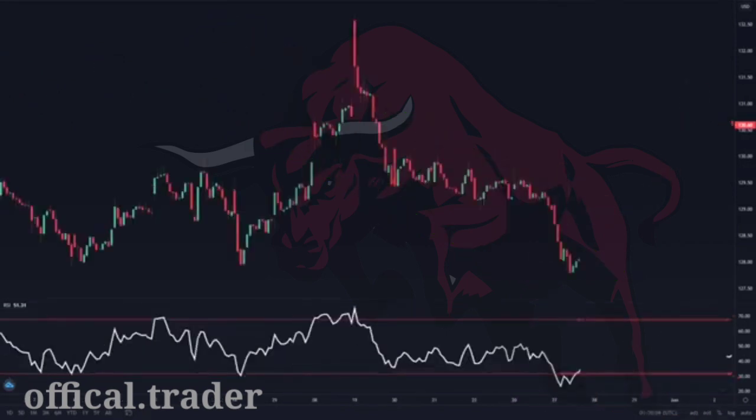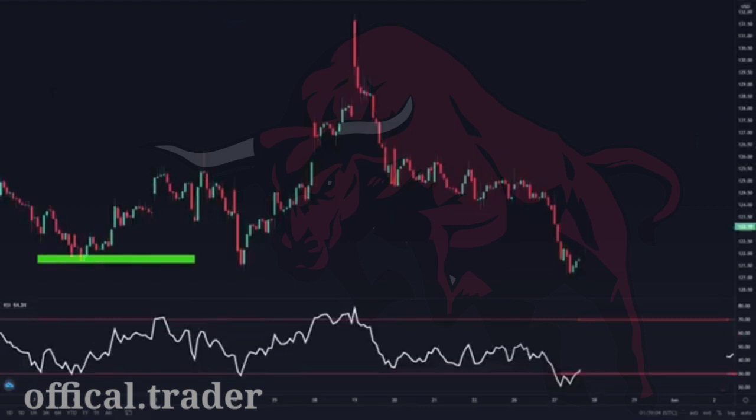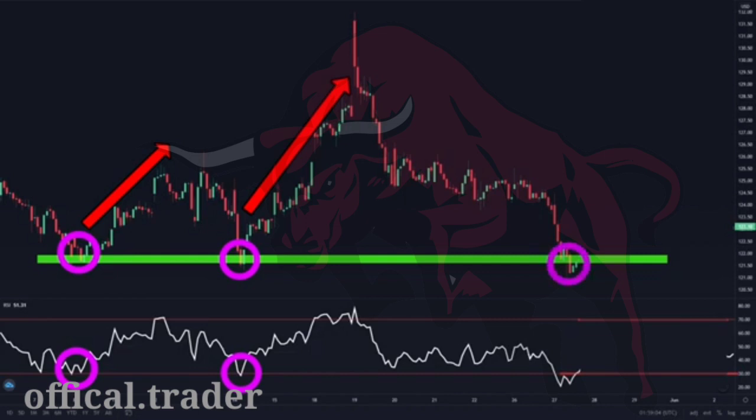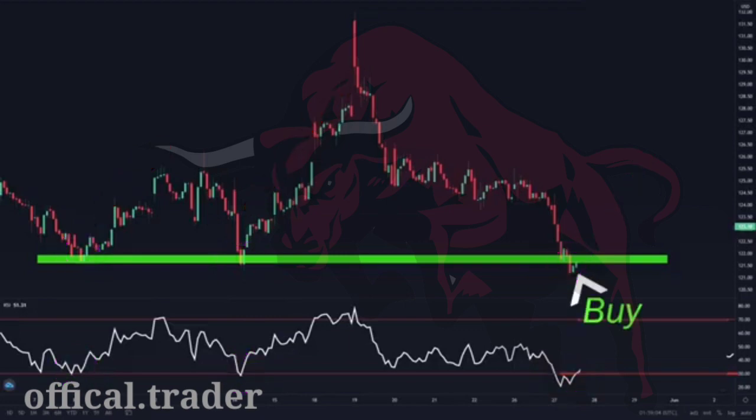Here's another example. In this chart, you can see a clear support line. As the price hits the support line and the RSI is at the oversold level, the price reverses back up every time. We can actually see this happening 2 times already. The price hits and reverses, hits and reverses. Now, we can see the pattern starts forming again. The price is at the support line and the RSI is at oversold, signaling that the price will likely reverse to the upside. So this is also a good buying opportunity here.